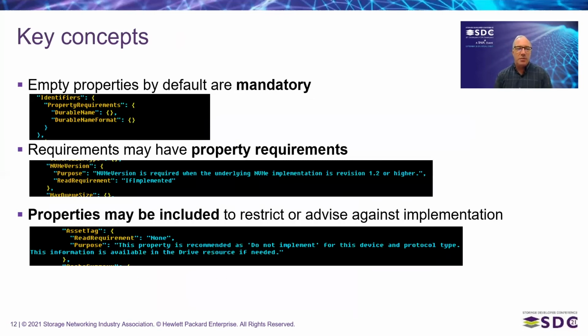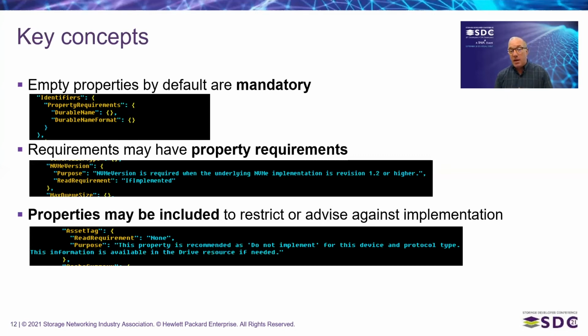Some of the key concepts beyond the header. Empty properties by default are mandatory. These are some of the most interesting ones. All of the properties that just have simple parentheses, brackets after them are mandatory. I've copied a couple out here from a category called identifiers. It has property requirements of durable name and durable format. Those properties are fully specified in other specifications, but there's no special requirements on exactly how you implement as long as you comply with the specifications.